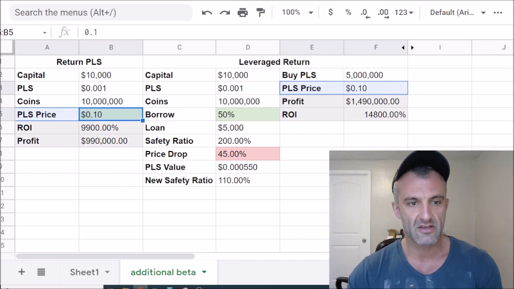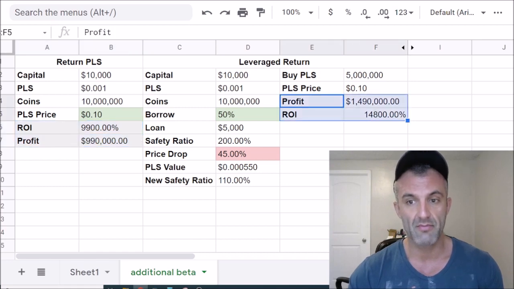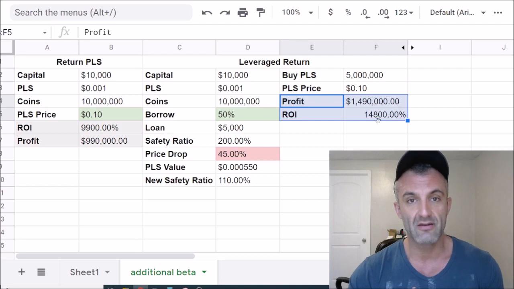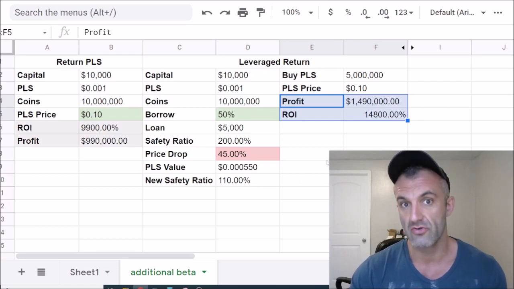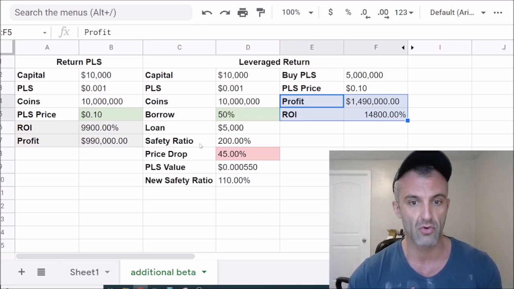In this scenario over here, we make $990,000 from it going from 0.001 cent to 10 cents. In this example, we make $1.5 million, and we make almost 15,000% versus 10,000%. Now, it wouldn't be prudent of me to show you how you can amplify your returns without talking about the safety ratio more.